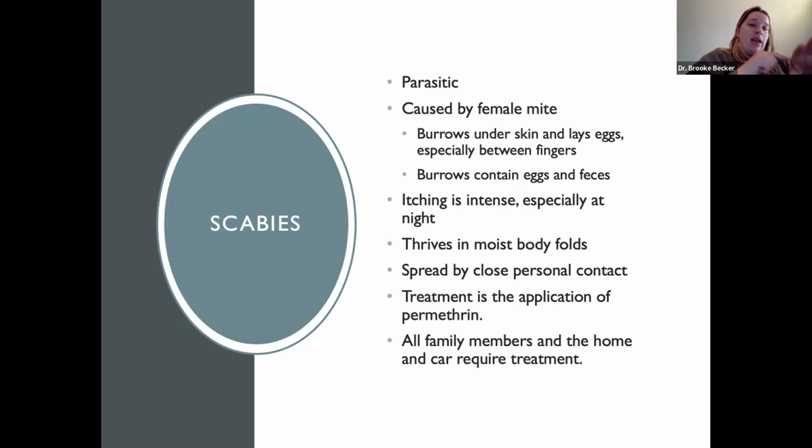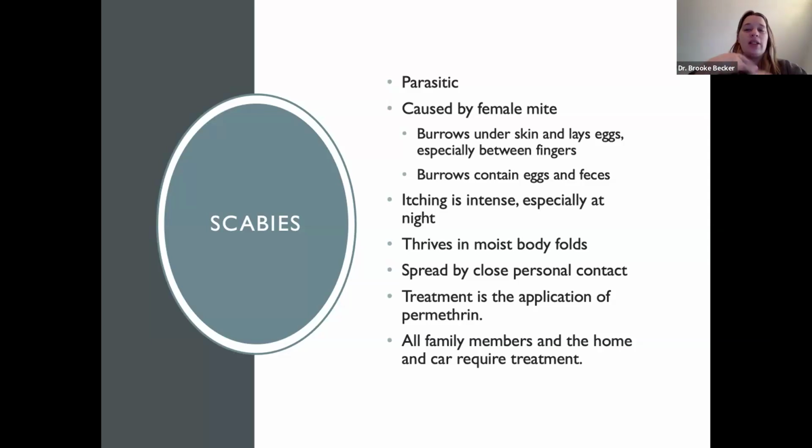What you see is as they burrow under your skin and they are laying eggs, you'll start to see a little brownish, blackish, red line. And so what is happening is they're not only laying eggs, but their feces is also creating that line. Okay. So if you have a patient who has scabies, they're going to have really, really intense itching, mostly at night. Whereas with head lice, it's itching all the time. It's going to be more active at night because this is when those mites are burrowing further. Okay.